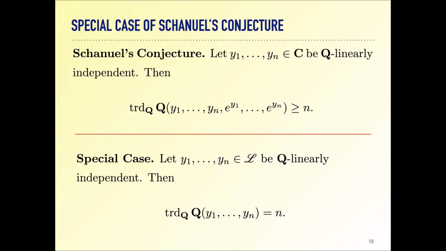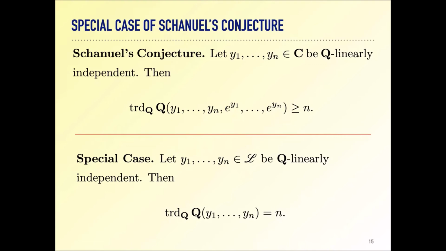Okay, but the other extremal case, where the exponentials are the algebraic numbers, so the yi's are logarithms of algebraic numbers, then the e to the yi's go away because they're algebraic, and you're asking for the transcendence degree of Q adjoin n linearly independent logarithms of algebraic numbers, that transcendence degree is n. So that's very much not known. And this other extremal case turns out to be equivalent to the structural rank conjecture.